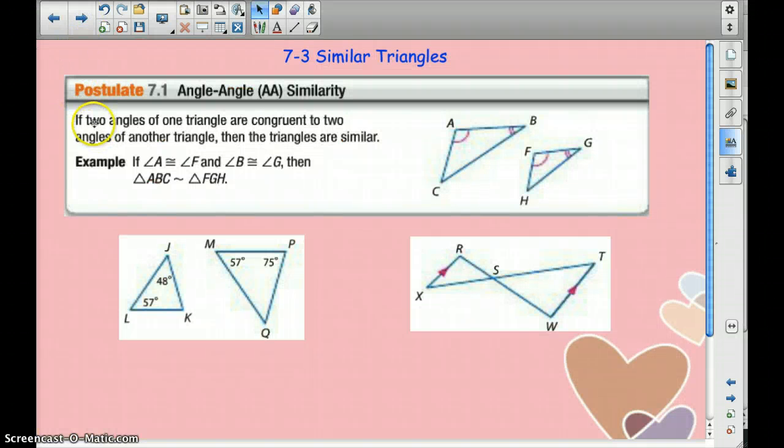So you need your packet, and you need to write this down: angle-angle similarity postulate. So go ahead and pause the video and do so.